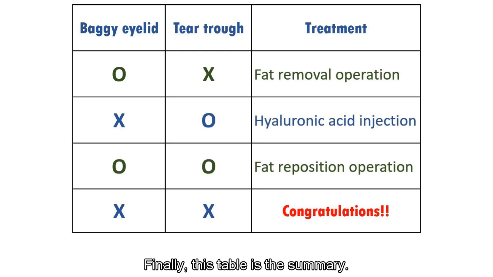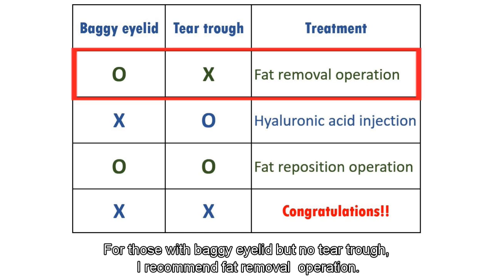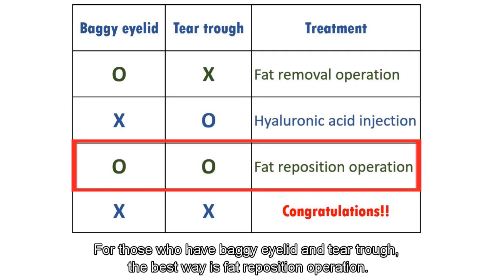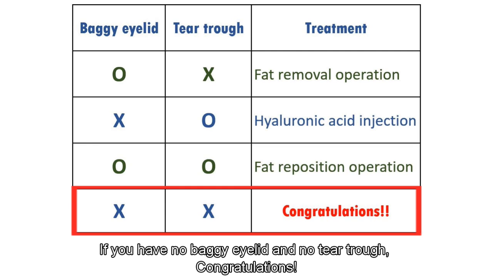Finally, this table is the summary. For those with begging eyelid but no tear trough, I recommend fat removal operations. For those who have no begging eyelid but have tear trough, hyaluronic acid injection to fill the tear trough is recommended. For those who have both begging eyelid and tear trough, the best way is fat reposition operations. If you have no begging eyelid and no tear trough, congratulations.